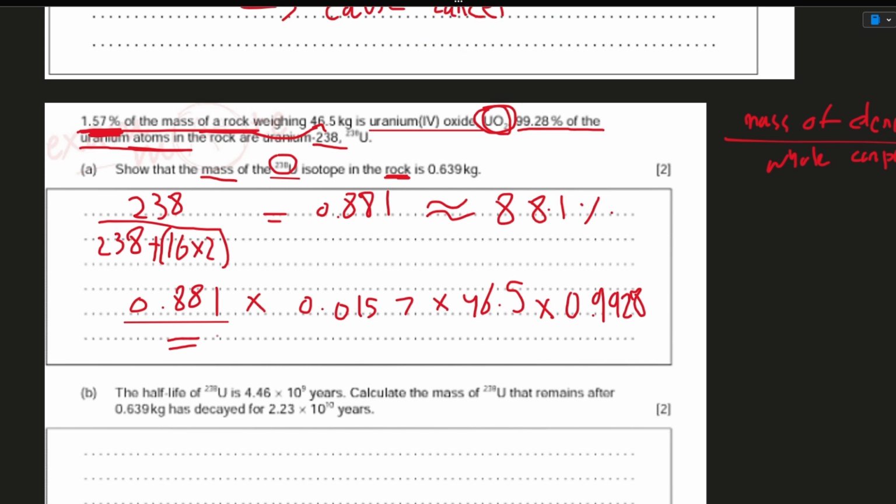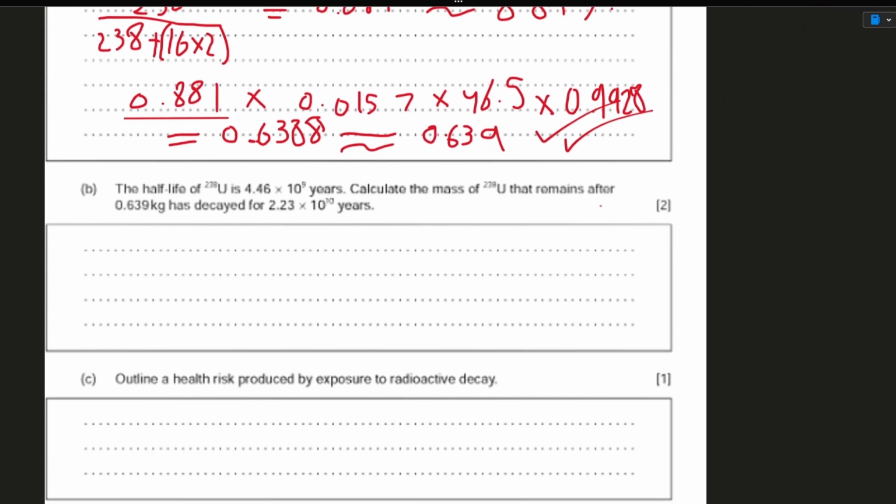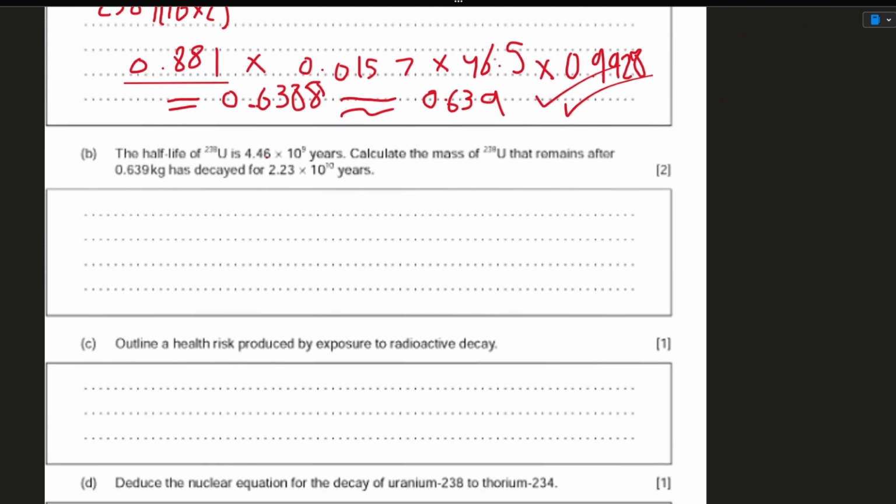And if we just plug all of that in the calculator, so we have 0.881 times 0.0157 times 46.5 times 0.9928, we should get 0.6388, which rounds up to 0.639. See, we got that right. That's a pretty surprising question, like 2 marks. But yeah, anyways. Right, so moving on to part B.